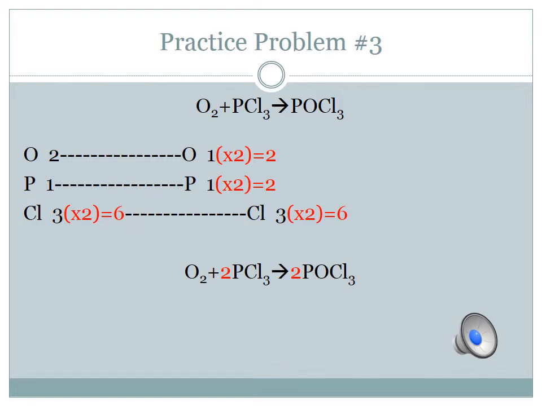This is what you should have gotten by multiplying oxygen and phosphorus on the product side by 2, as well as multiplying chloride on the reactant and product side by 2.